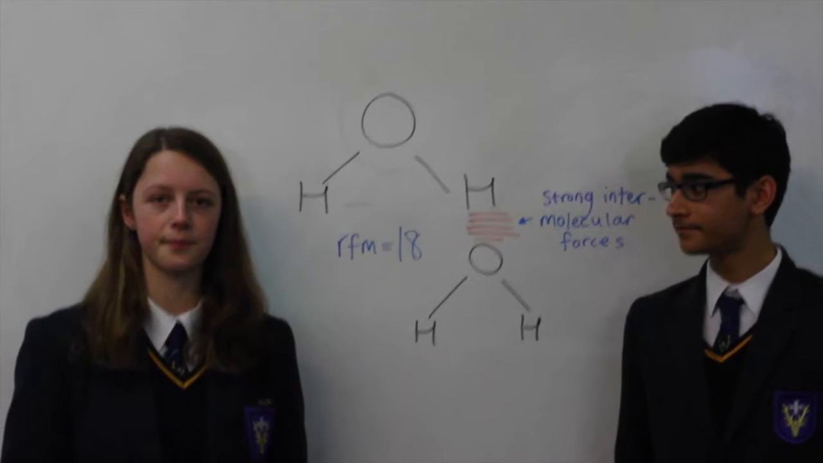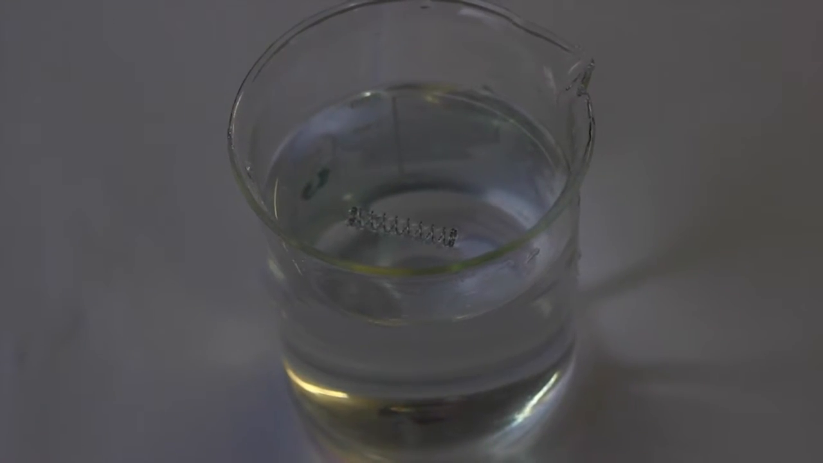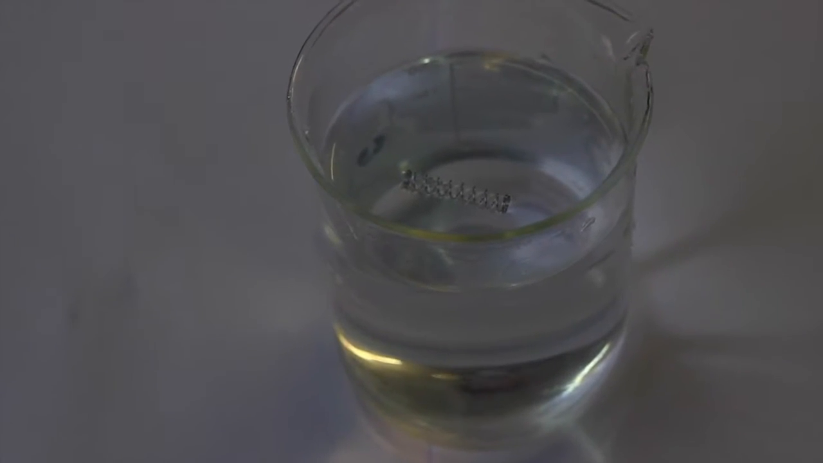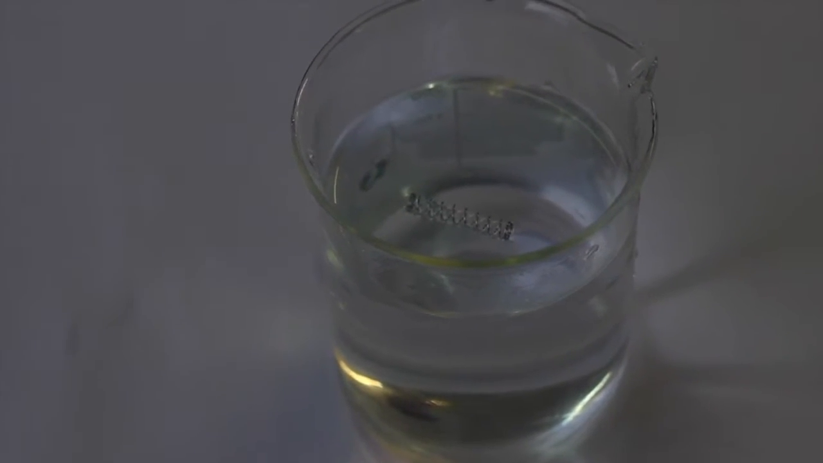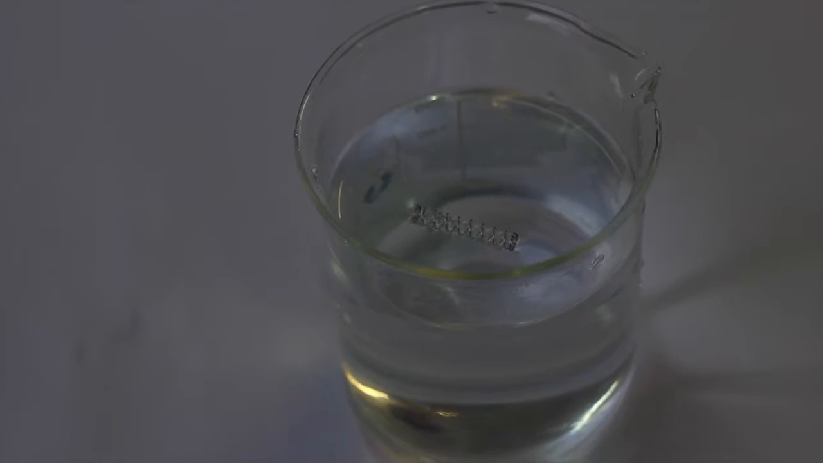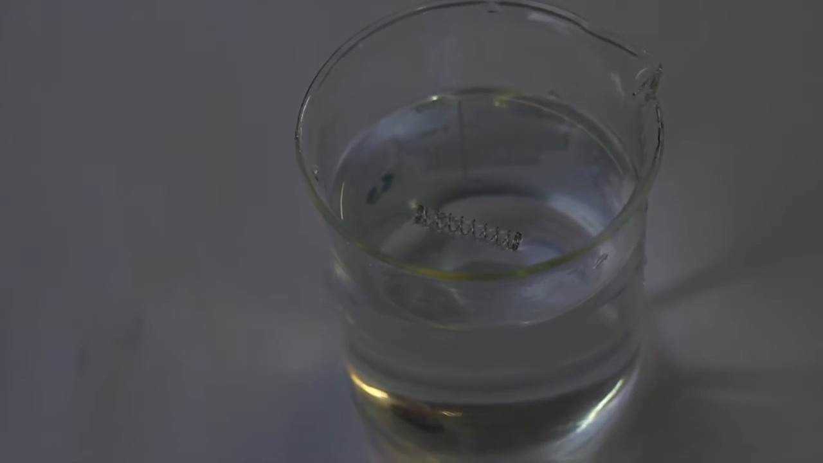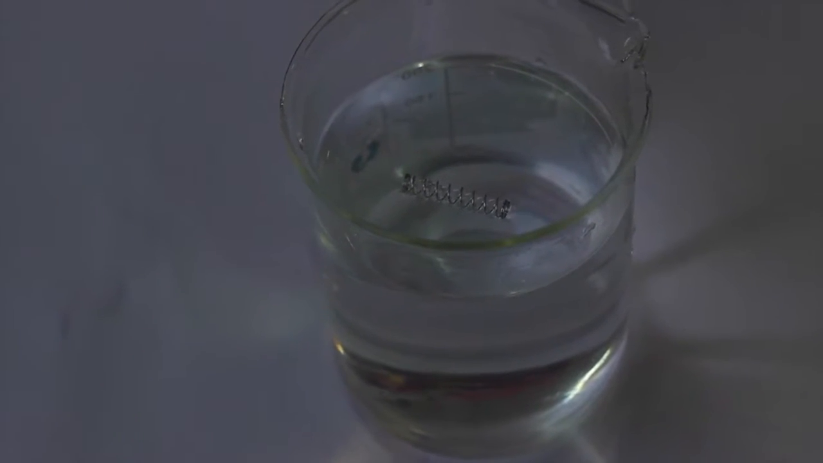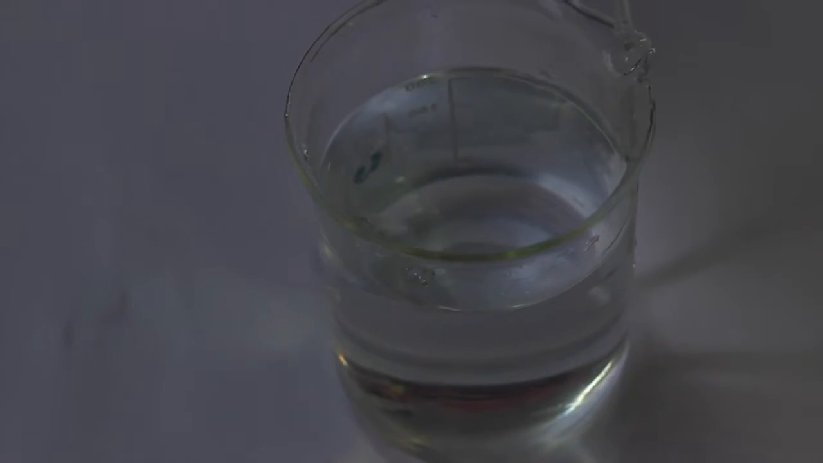This demonstration shows how, by disrupting the intermolecular forces, we can change the properties of water. You can see how the strong intermolecular forces enable the spring to float on the surface. However, when ethanol is added, it disrupts the forces at the surface and causes the spring to sink to the bottom. Our idea utilises this process to change the properties of water.